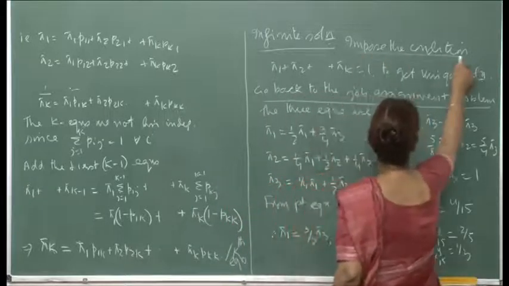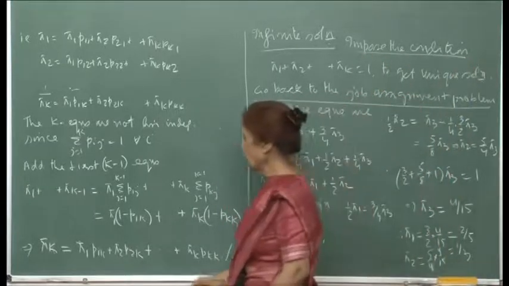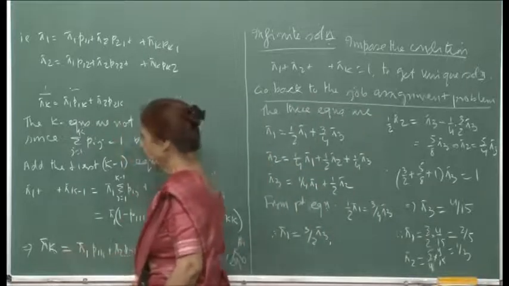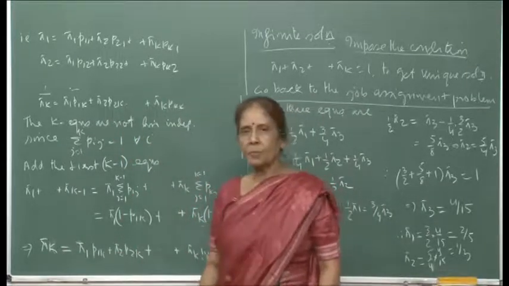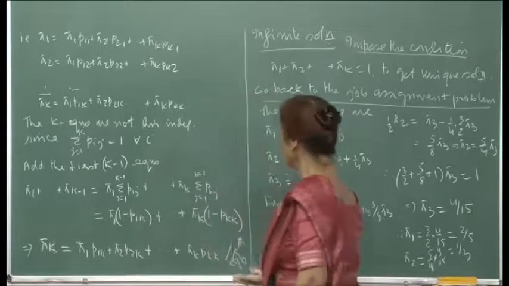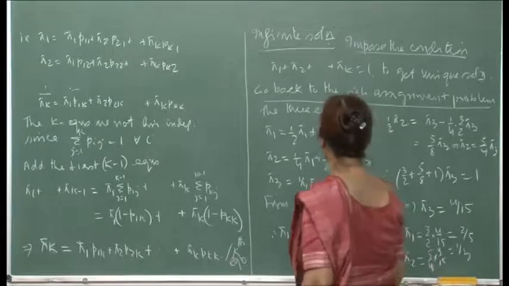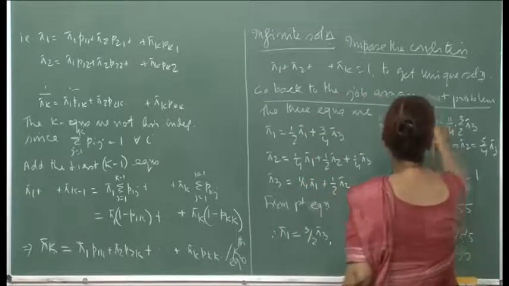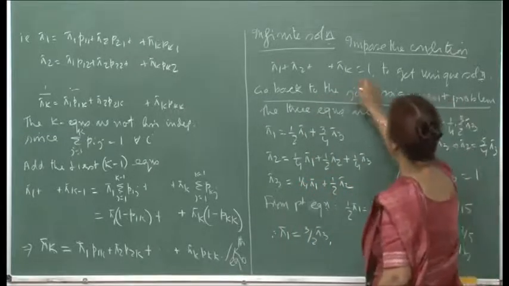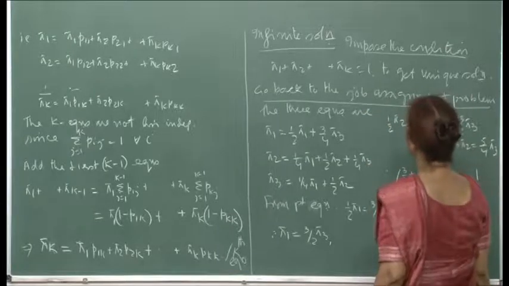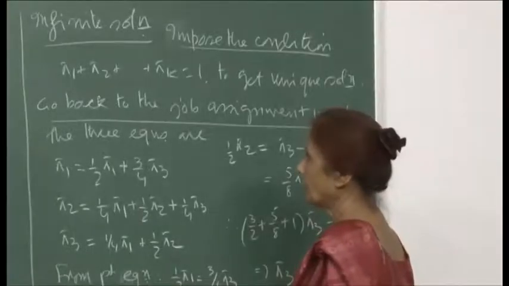But since we are looking for these steady state probabilities, they must add up to 1. Pi 1 plus pi 2 plus up to pi k has to be 1, because the system will be occupying one of the states, either 1, 2, or k minus 1 or k. So, when you impose the condition that pi 1 plus pi 2 plus up to pi k is 1, then you get a unique solution, right.